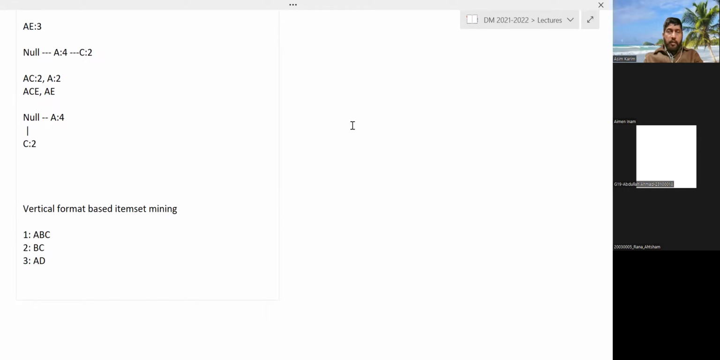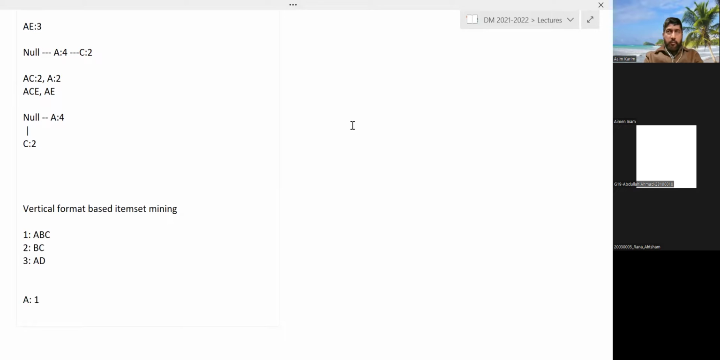So the single items that we have are A, B, C and D. The first transaction is A, B, C, the second is B, C, and the third is A, D, okay? So now we flip the database. A, so in which transactions does A appear?